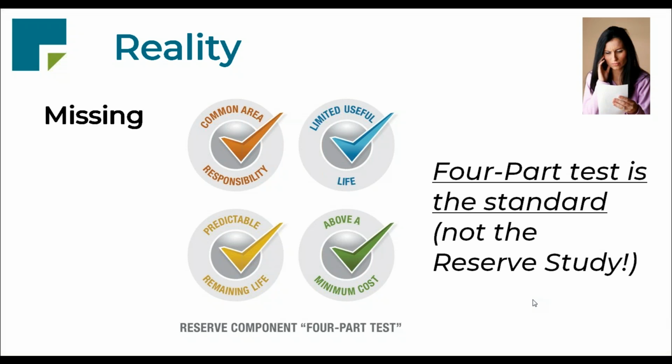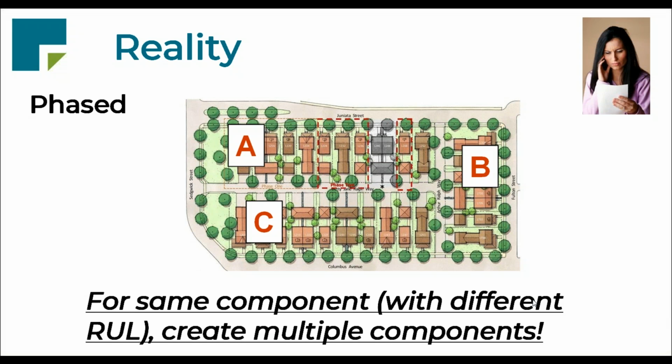So note that it's okay to have multiple components for the same physical asset. This happens when you have different ages on an asset due to phase construction or, say, a reconstruction. So remember from the 4-part test that a component needs to have a distinct remaining useful life. So for example, if your roofing was installed years apart in 3 distinct phases, as in this slide, A, B, and C, you should have 3 different components in your reserve study.